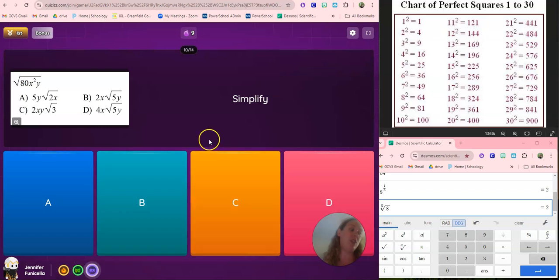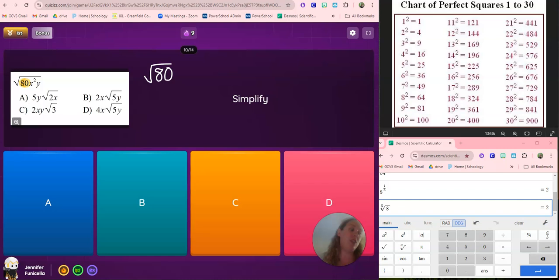The square root of 80x squared y. We're going to simplify this. So let's look at the square root first, and then break it down into pieces. Might work better that way. Hopefully it feels healthy to you. So right now I'm just focusing on this 80. Okay? 80 is not a perfect square.